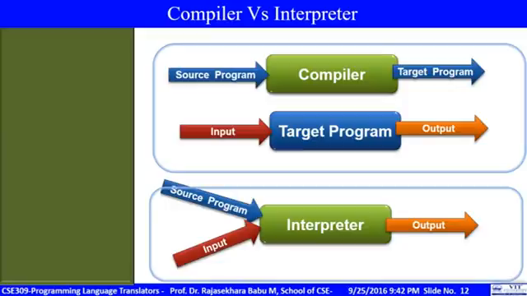So this is the difference between the compiler and the interpreter. In the compiler, first we give the source program and get the target program. For that target program, we give the input and then we get the output. In the interpreter, it's not like that.